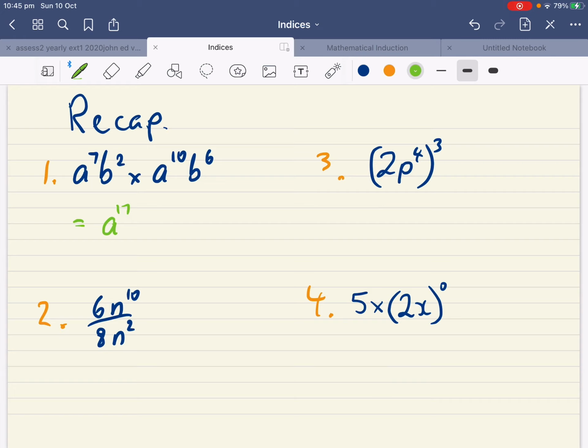Then go on and look at the b's. b squared times b to the 6. Keep the base the same, add the 2 powers. That is index law number 1. It doesn't matter how many different letters, c, d, it's that same process. Base stays the same, you add the powers. All right, going down to the second question.